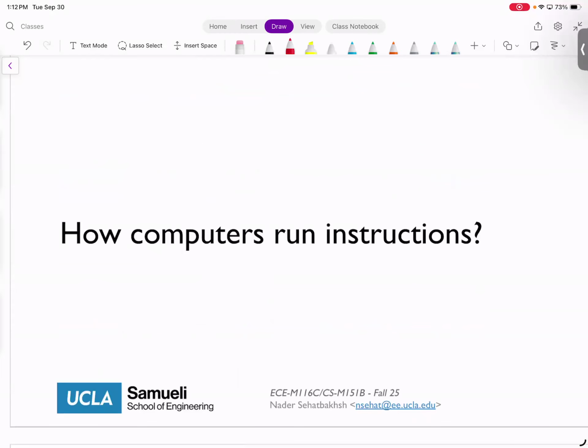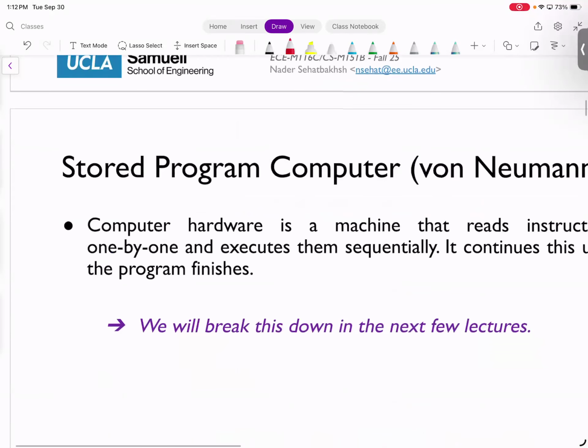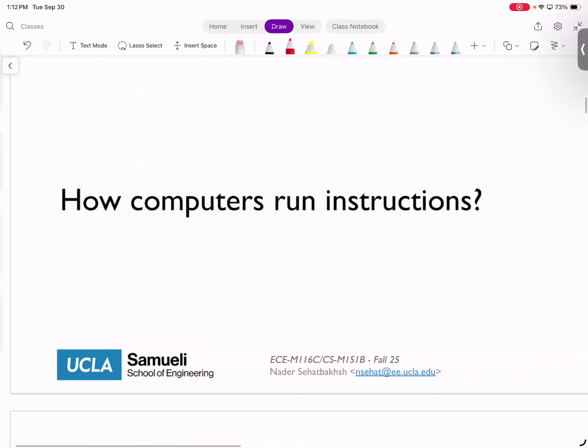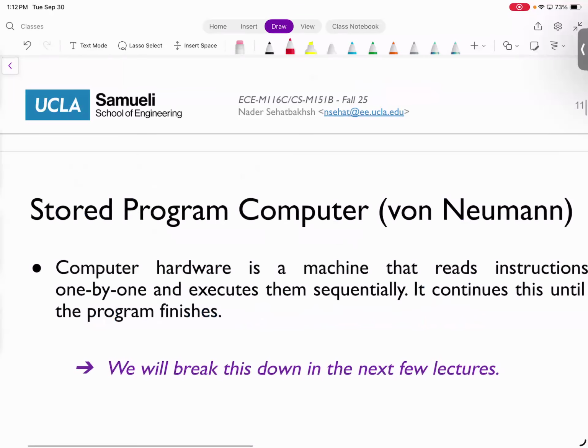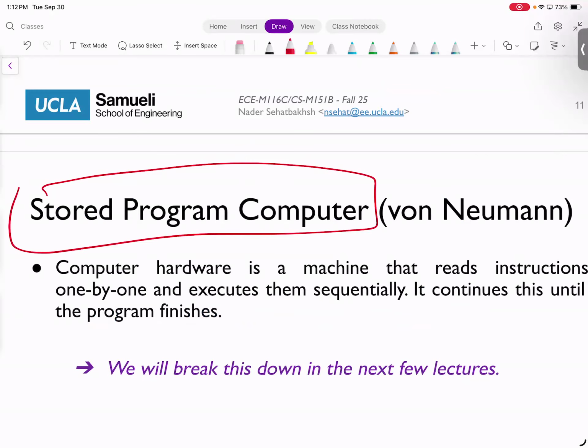So now that we understand the basics, let's actually go through the details. How do we actually run instructions on a computer? The majority of computers, especially the CPUs that we are focusing on, use this thing called a stored program computer, or von Neumann model. So what is a von Neumann model?